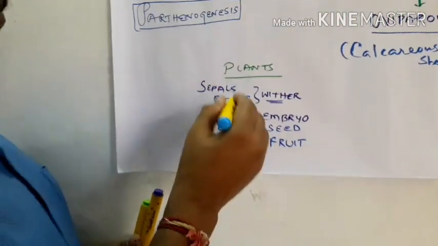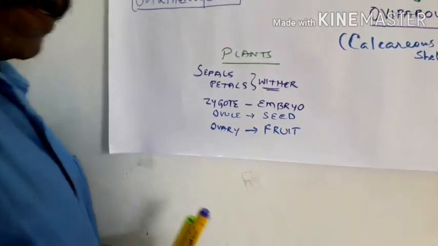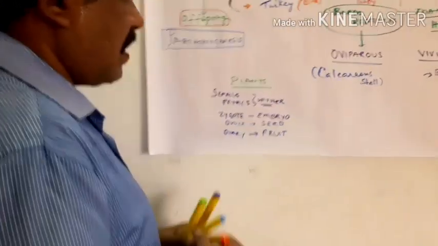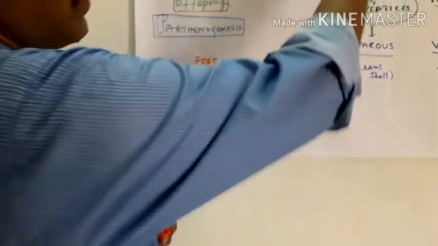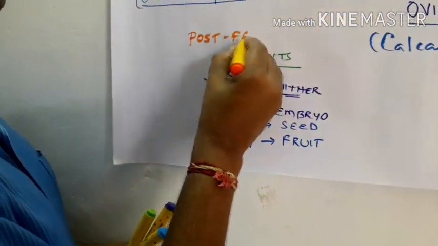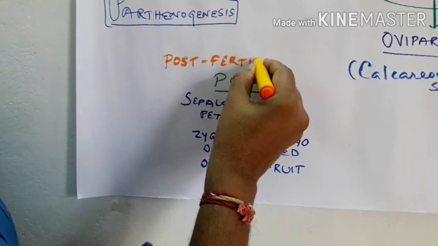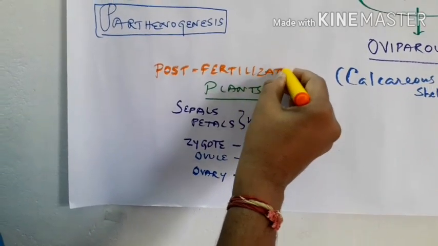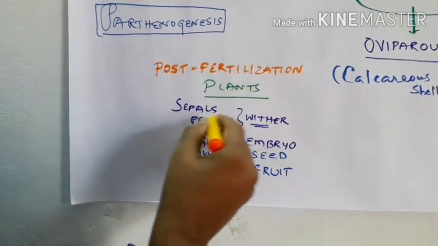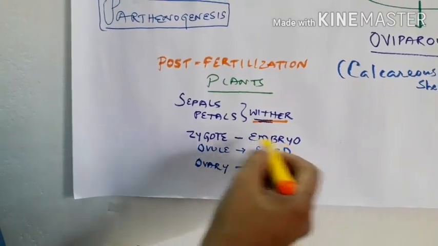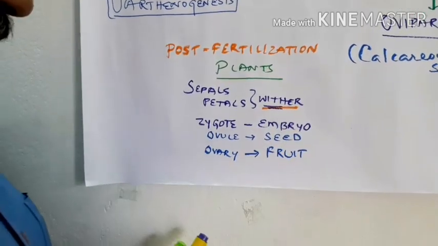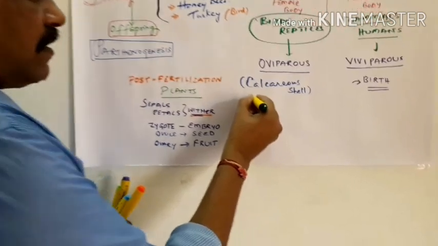So these are the post-fertilization changes. Here I'd like to mention that these are the post-fertilization changes in plants. So sepals and all these things will wither. Zygote will change into the embryo. Ovule will change into the seed. Ovary will change into the fruit. So if you have come across, I think, a diagram here.